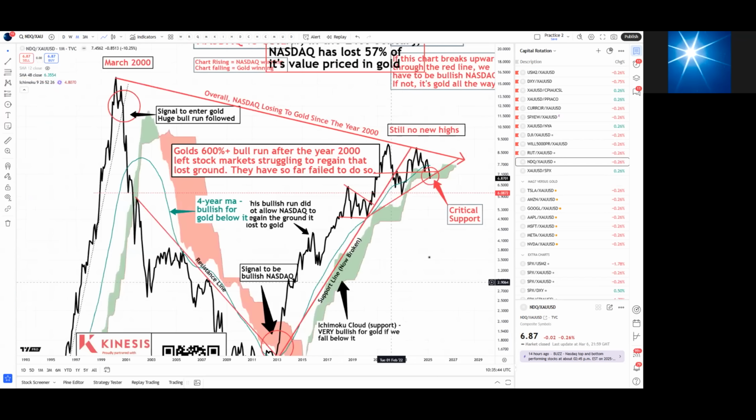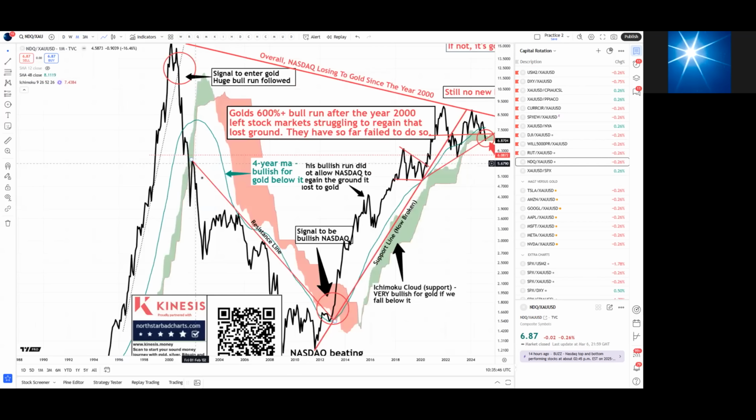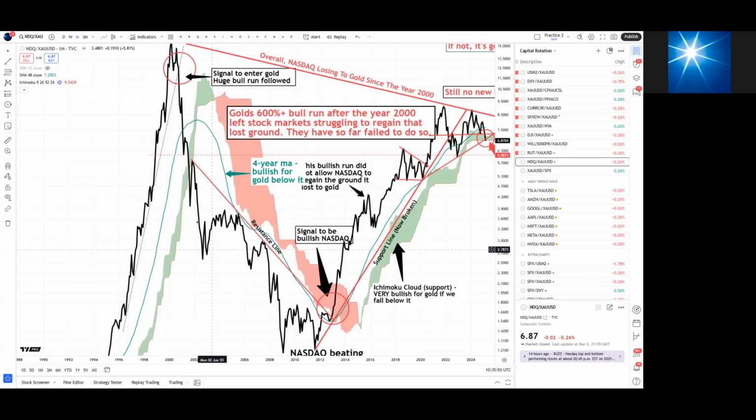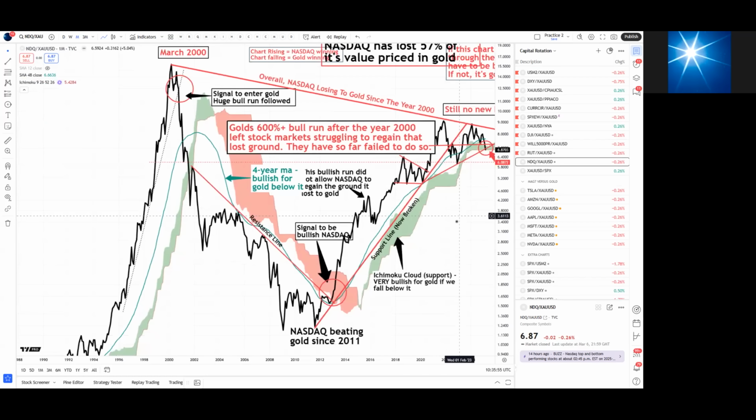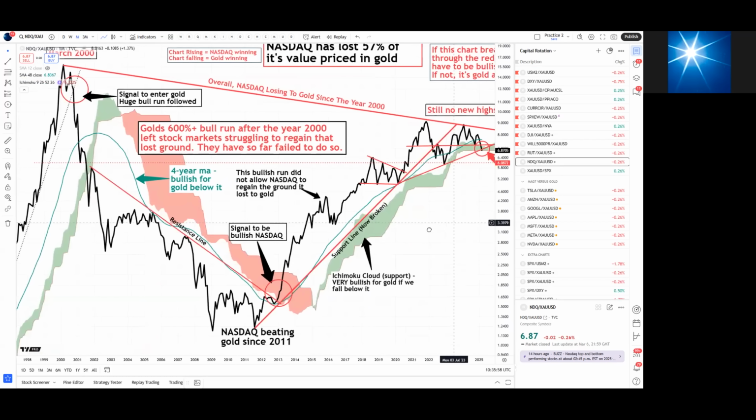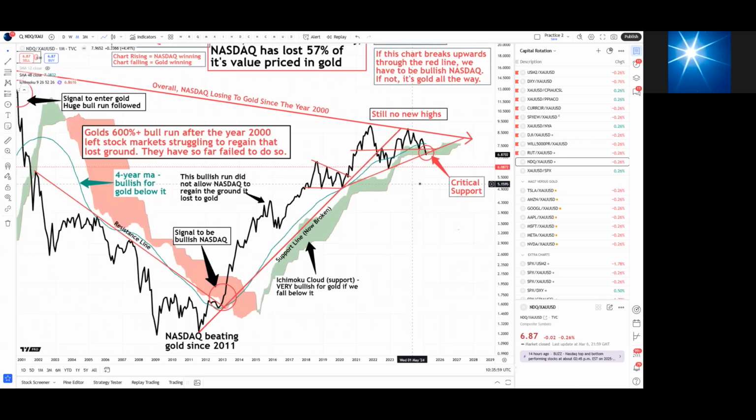And you can see what happens when this chart is in a dropping phase. The chart fell during the period from 2000 through to 2011-12. The Nasdaq fell, I think it was something like 84%. So tech stocks are prone to huge losses when this happens, and gold is liable to rise by hundreds of percent.